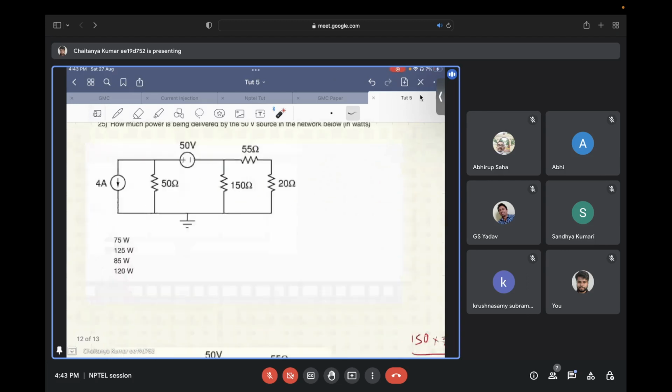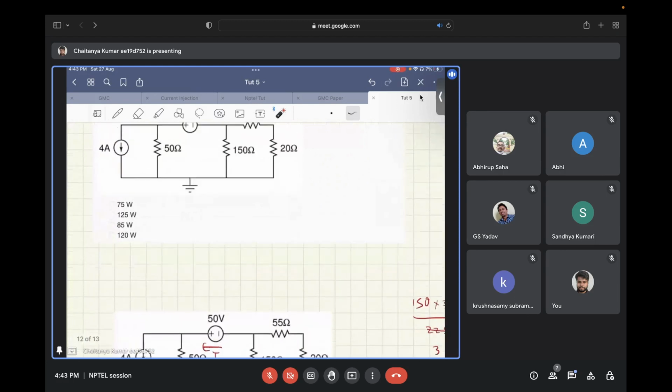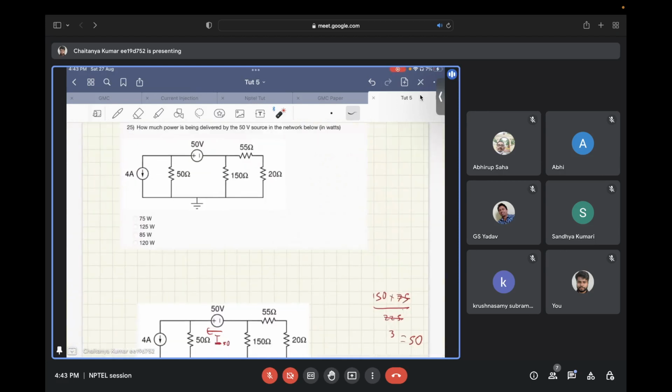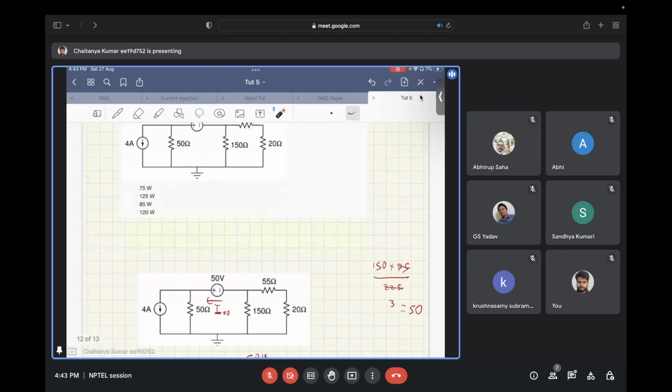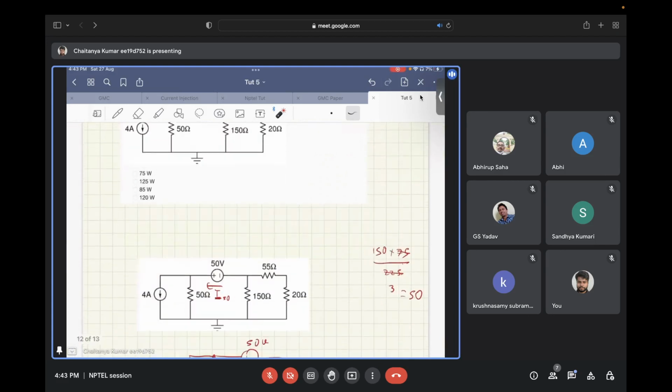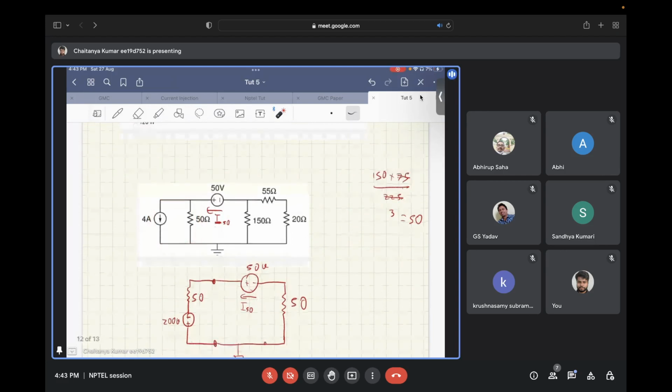So let's see the solution to this. Now, it will be easier if you convert this. In order to solve this, since you need to find the current through this 50-volt voltage source to get the power that this voltage source is delivering, it is easier if you convert this through source transformation into a voltage source, and these resistances into their equivalent resistance.